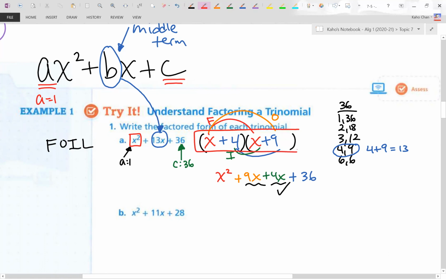X plus 4 times X plus 9. The order in which you put that doesn't matter, by the way. You can put X plus 9 times X plus 4. You'll get the same in the end.